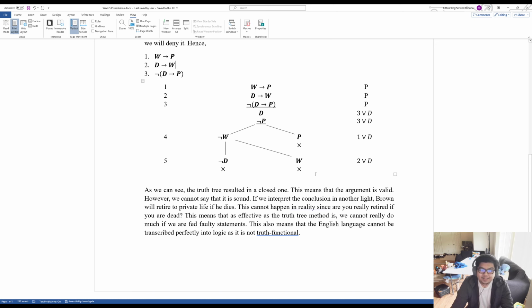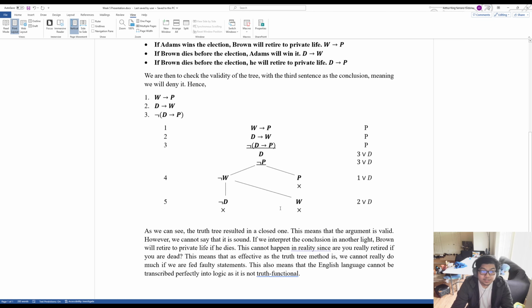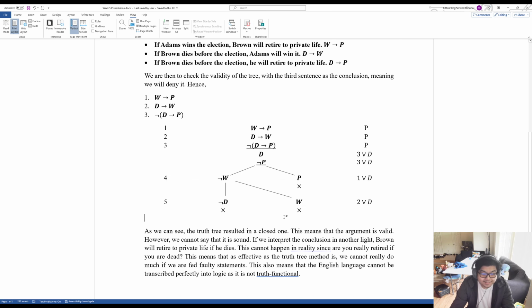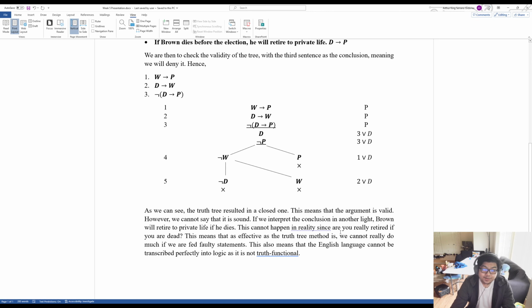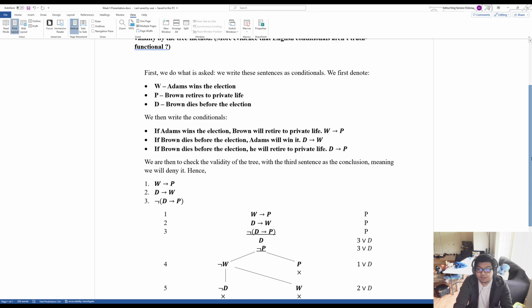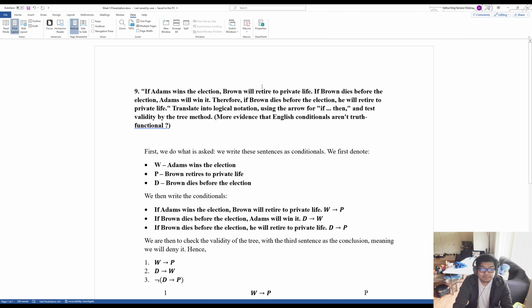what is implied here cannot happen in real life, since as I've stated earlier, are you really retired if you are dead? And even though the truth tree is valid, that does not sound correct, I should say. So what this means is that even though this method is very effective, as we have seen in the earlier exercises, we can also arrive at the wrong conclusions if we are fed the wrong conditionals or statements, because it does not really make sense.